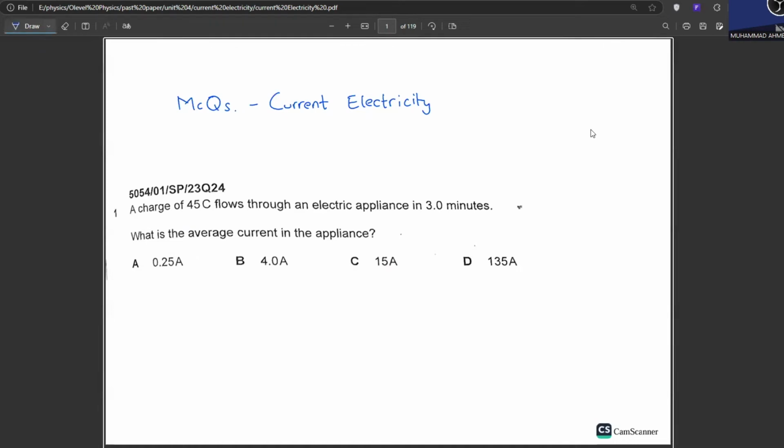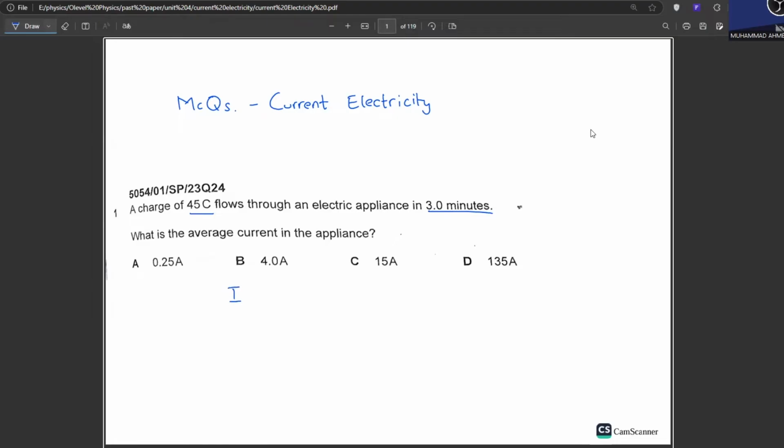Okay, students, so let's get started with current electricity past papers, MCQs. So let's start with the first question. A charge of 45 coulomb flows through an electrical appliance in 3 minutes. What is the average current in the appliance?